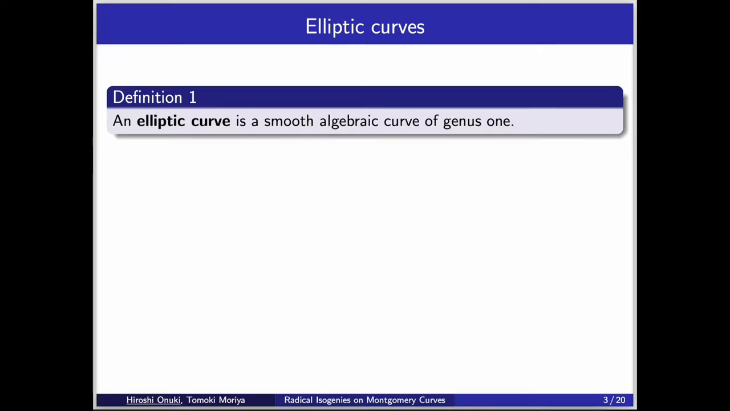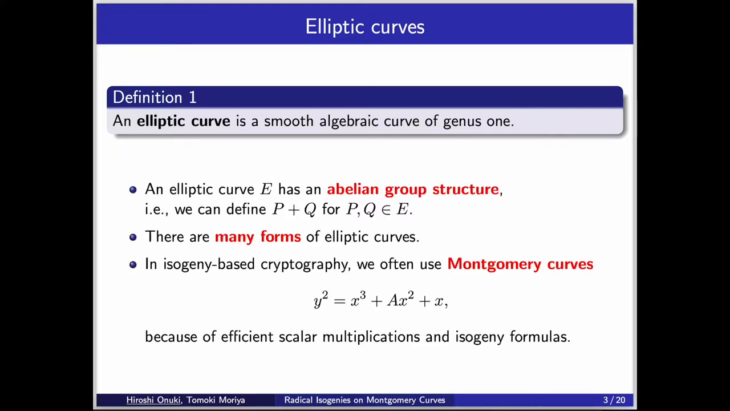I introduce some mathematics for my talk. An elliptic curve is a smooth algebraic curve of genus 1. An elliptic curve has an abelian group structure. I mean that we can define an addition on points on an elliptic curve. There are many forms of elliptic curves. In isogeny-based cryptography, we often use Montgomery curves, which are defined by this equation. The reason why we use Montgomery curves is that these curves have efficient formulas for scalar multiplications and isogenies.